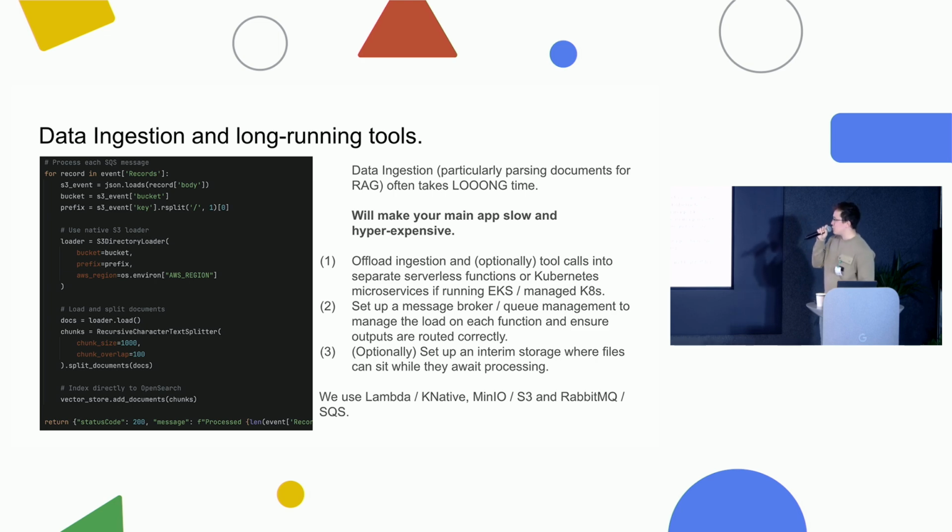And you will probably need a message broker or a queue manager and a temporary storage to manage the queue and ensure that what needs to process actually gets processed, doesn't get lost, and you can avoid delays and freezes on your main application container. In our stack, we use Lambda or Knative, which are both serverless engines. We use MinIO or S3 as a temporary storage, and we use RabbitMQ or SQS as a queue manager. This is the boring stuff. I promise it's probably one of the most boring slides in the whole presentation.